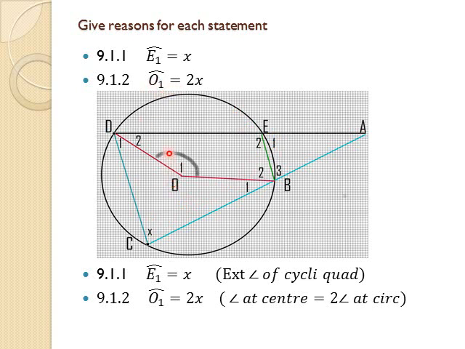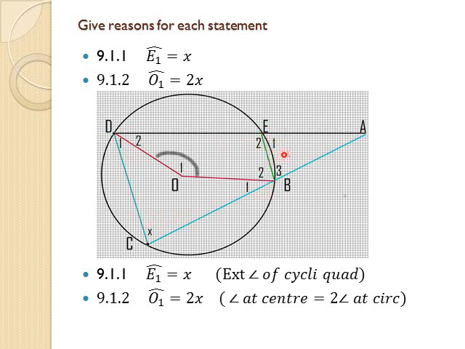And why would we specify that O1 equals 2x? So look, E1 equals x, we can say exterior angle of a cyclic quad. So there's my cyclic quad, E touching the circumference, B touching the circumference, C touching the circumference, and D there. That shape forms a cyclic quad because I have 4 sides all touching the circumference.